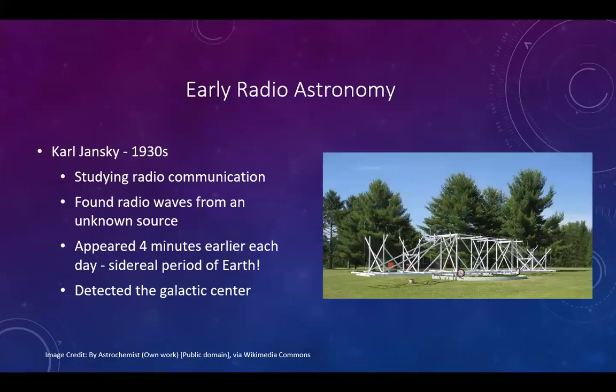So let's look at some very early radio astronomy. The earliest radio astronomy was basically, let's stretch out some antennas on the ground and see what we detect. So Karl Jansky in the 1930s was studying radio communication, because in the 30s, radio was relatively new as a technology. And he found radio waves from some unknown source. And he realized they appeared 4 minutes earlier each day, which corresponds to the difference between the solar and sidereal day. That's the sidereal period of Earth. So, oh, they're coming from space.